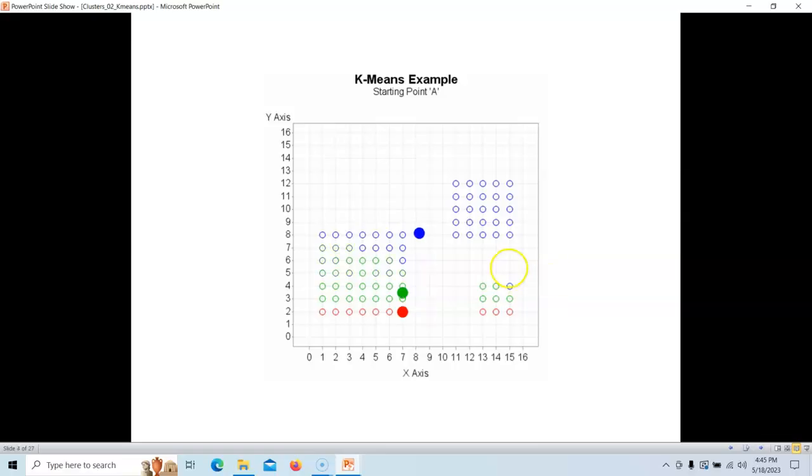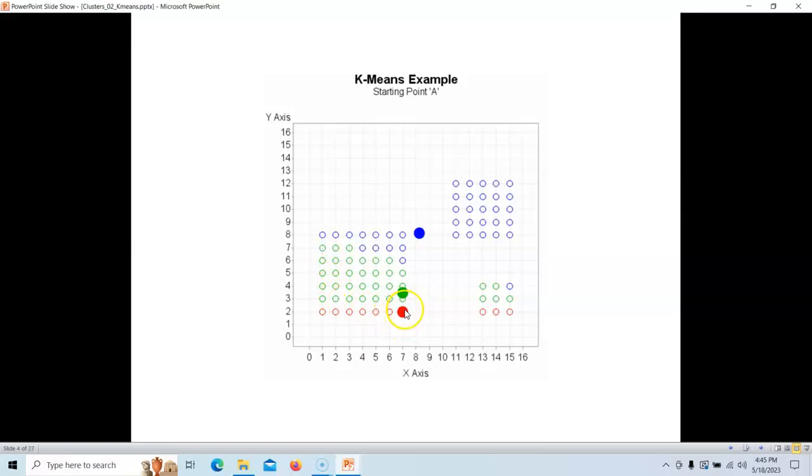But once we move them, then suddenly, if you notice, this guy, for example, was closest to the blue. But once he moves over here and this green guy moves over here, he's closest to the green. So you'll notice that as we move these guys, this guy is now closer to the green than he is to the blue. So he becomes green.